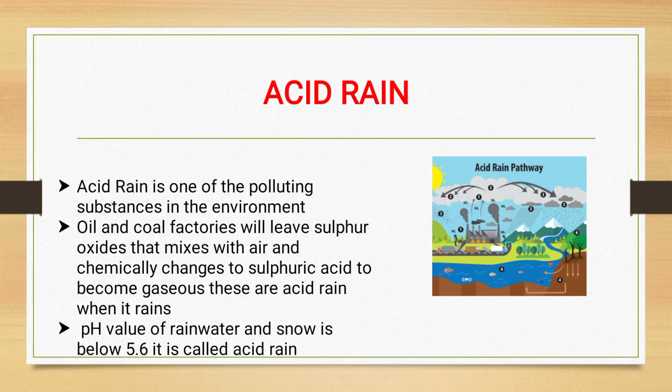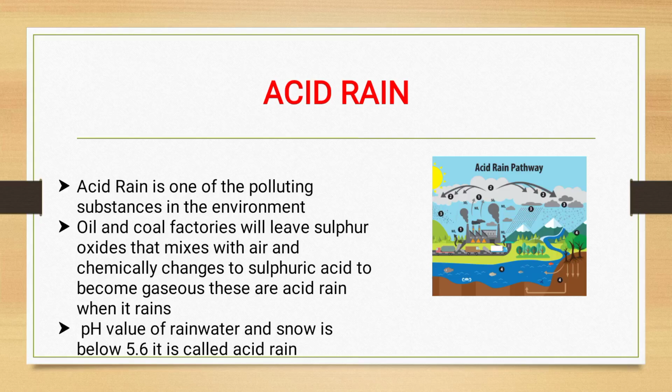And you can also see that some nitrogen oxides are also there. Nitrogen oxides are emitted from fertilizer factories as well as automobile factories and coal factories. Again, these also mix with air and chemically change and will come down as nitric acid. So both sulfuric acid and nitric acid are harmful. It's one of the most polluting substances. So these will come to earth as rain and it is called acid rain.